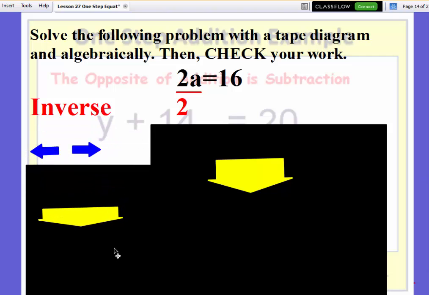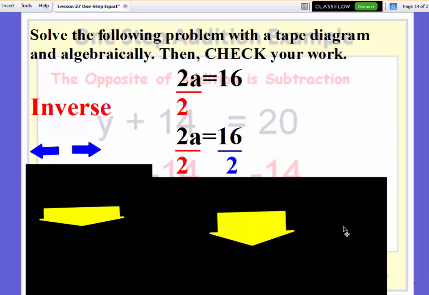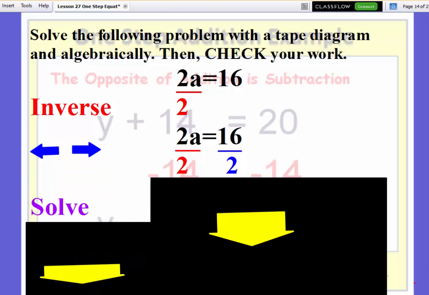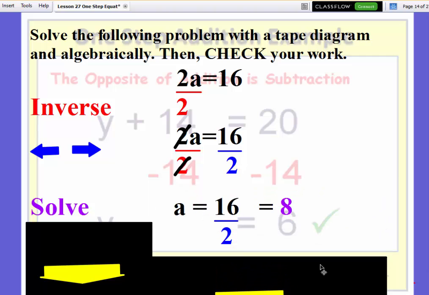My next step is whatever I do to the left, I have to do to the right. I divided my left side by 2, so I divide my right side by 2. My last step is solve. Remember, my 2's are going to cancel out because they will equal 1. So I'm left with a equals 16 divided by 2. I know 16 divided by 2 is 8.